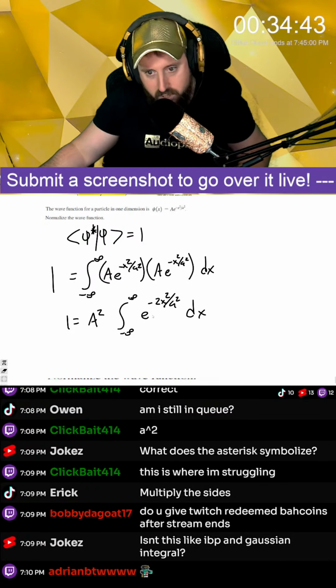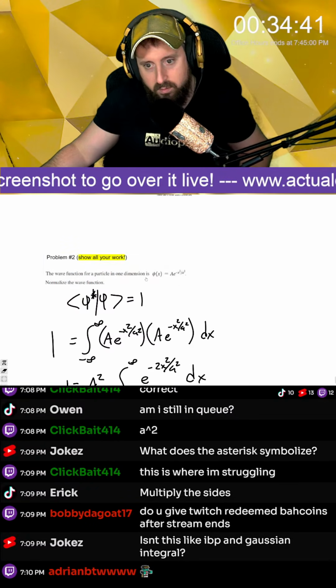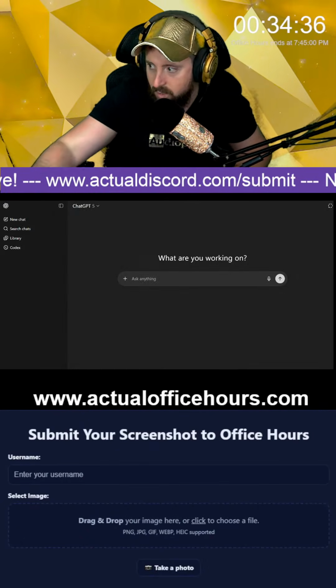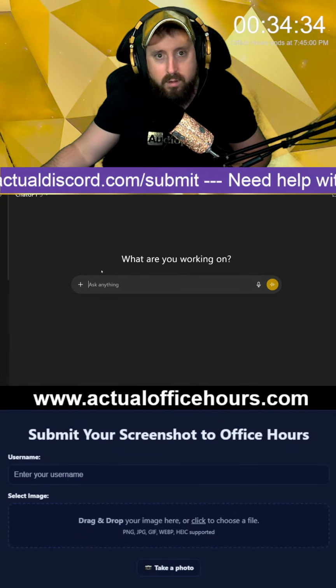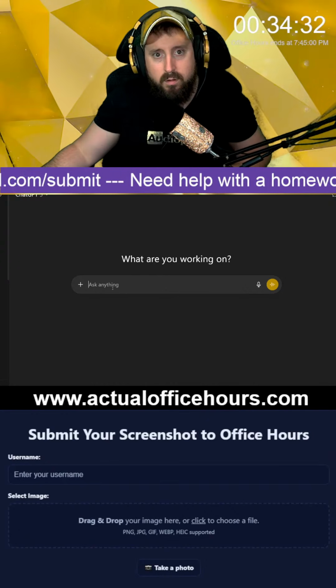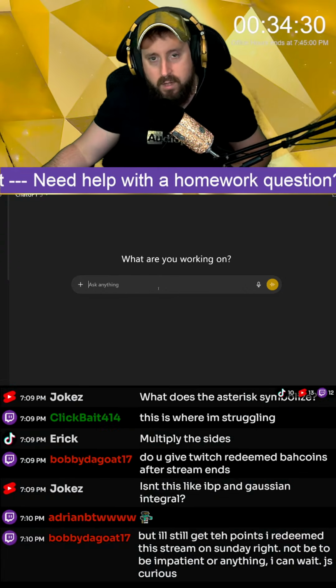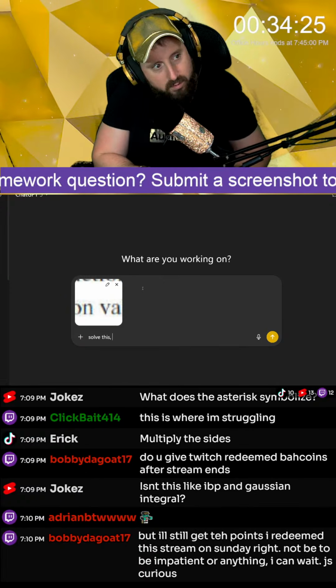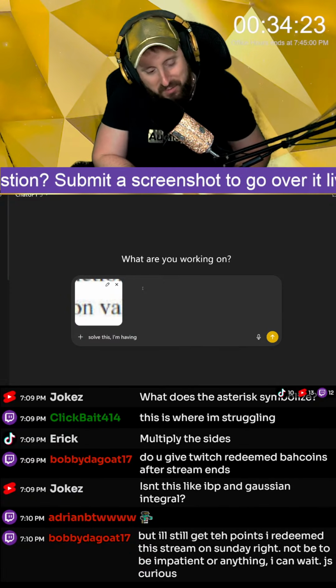You know, I can ask ChatGPT how to integrate this. Let's just do it. It'll probably say it's something fun. I don't know exactly what the... You'll get everything on Sunday, don't worry. Solve this. I'm having Gaussian integral mentioned.